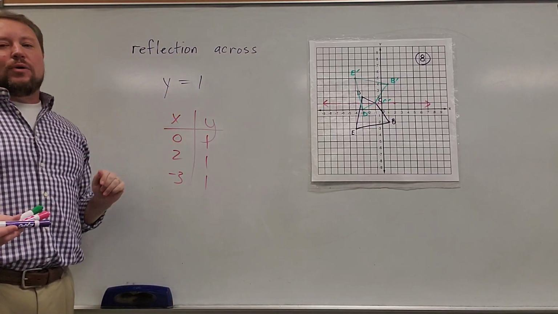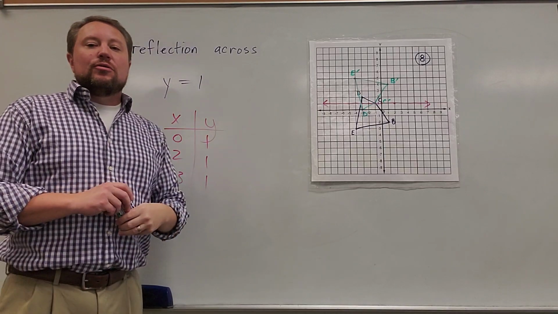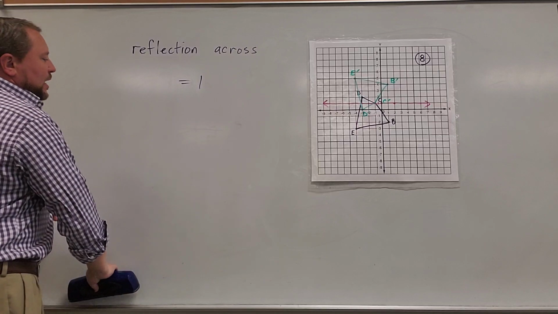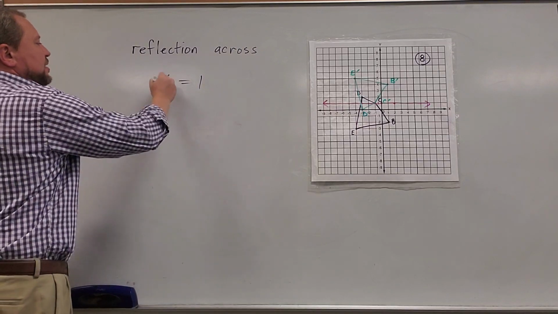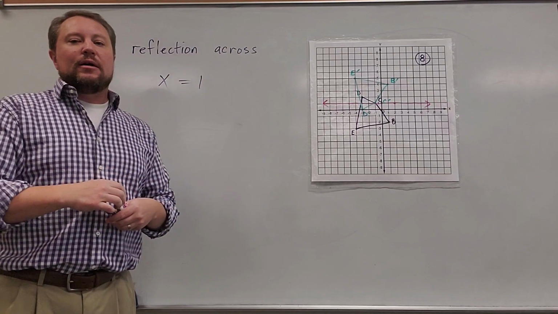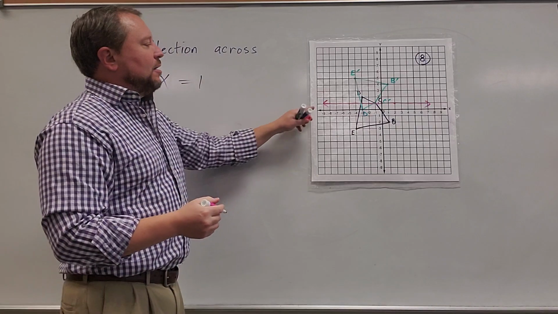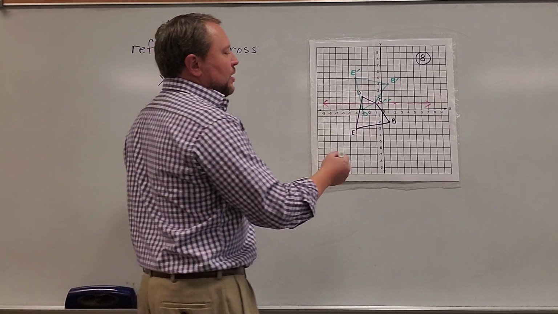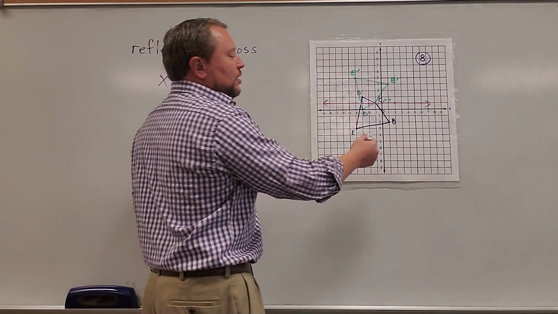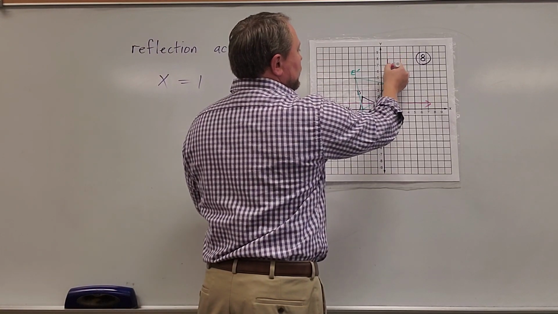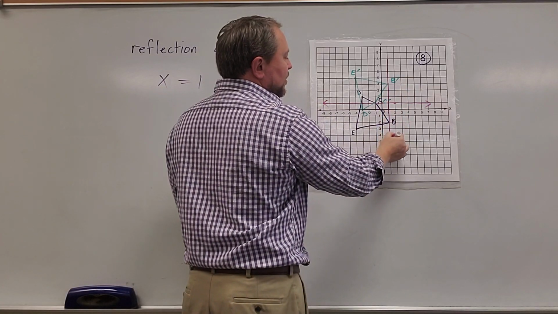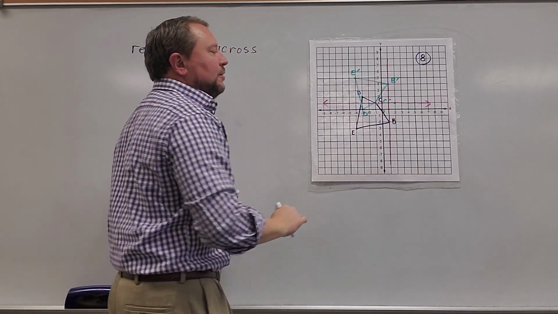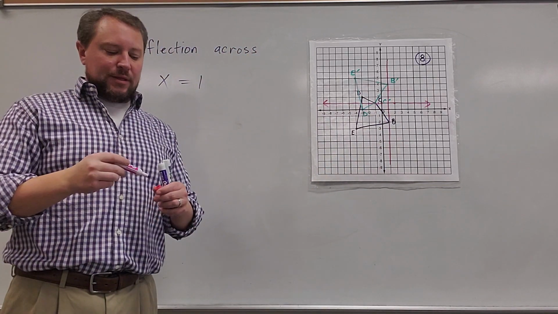So y equals 1. Of course, you might have similar problems where instead of y equals 1, you might have the line x equals 1. Okay, if that's the case, then instead of a horizontal line going through y at 1, you'd have a vertical line going through the x value at 1. So it'd be like that right there. And you'd be flipping side to side over that line instead of up and down.